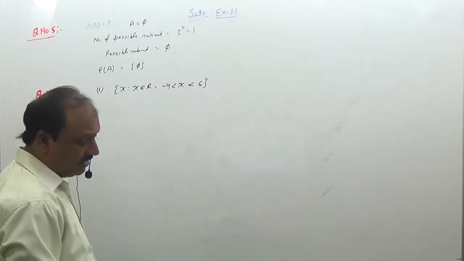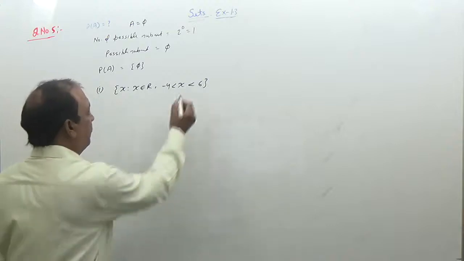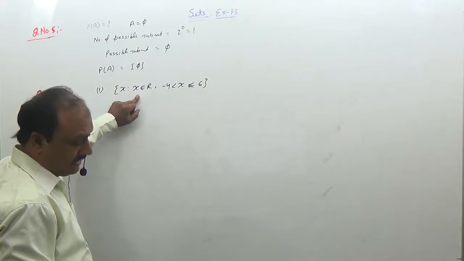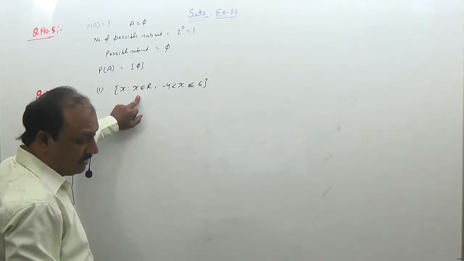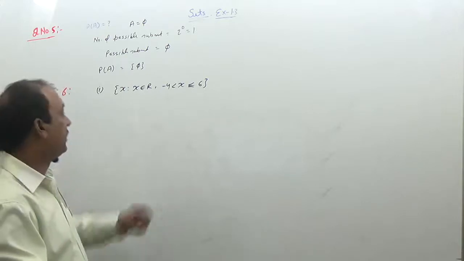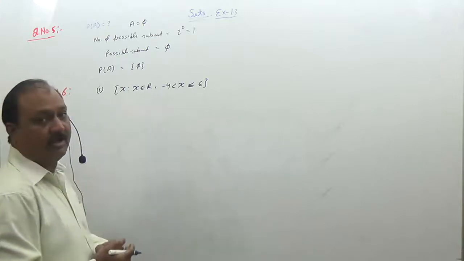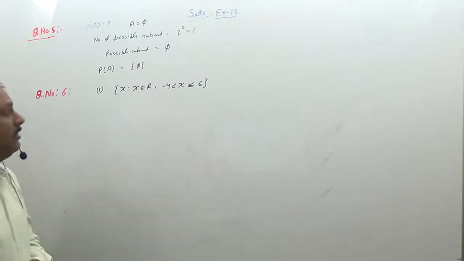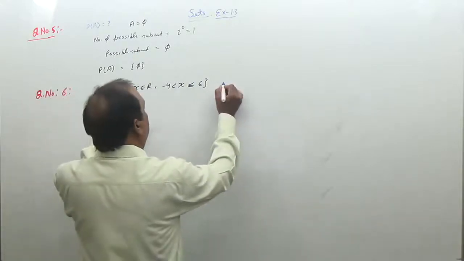First is write the interval in which x, the elements of this set, are real numbers, and all those real numbers which are less than or equal to 6 and more than -4. So write down this set in the set builder form. Given is the set builder form; roster form you cannot make, so you have to denote it only with an interval.